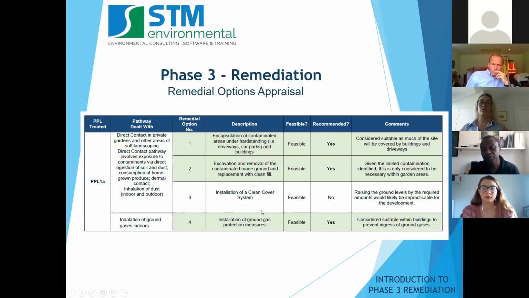Typically, what happens is you build a clean cover system. So you might excavate some of the contaminated soil and replace it with clean topsoil, leaving a kind of barrier to prevent people from digging into the contaminated areas. And for ground gases, you'd be looking at installing gas protection measures.